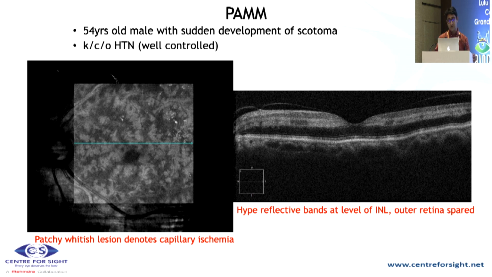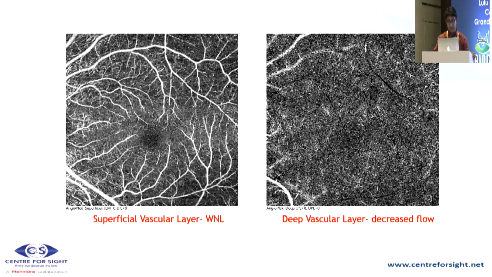So this patient was diagnosed as PAM, and he was kept under observation. Luckily, these regions resolved, and there was no other complication which developed. Because we know PAM is a disease of the inner layers, the superficial layers were completely normal, but the deeper layer was completely non-perfused, with no clear demarcation of inner retinal vasculature seen here.